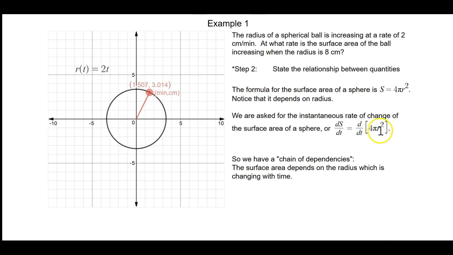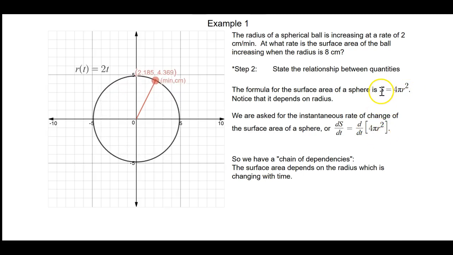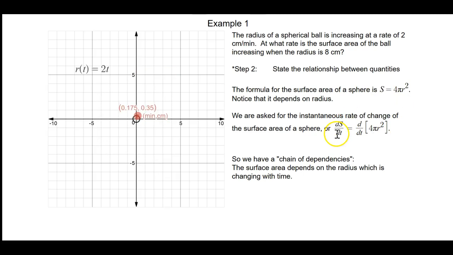We're using the chain rule because, remember, that radius is actually a function of time. And we want to find the derivative of S with respect to t. Now, there's no t showing up in this formula, but we know that hidden within this, the radius is a function of t. So we're going to be using that same type of thinking we did with implicit differentiation.